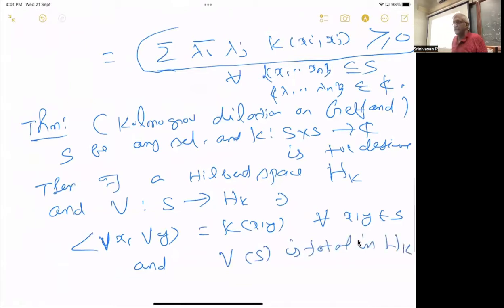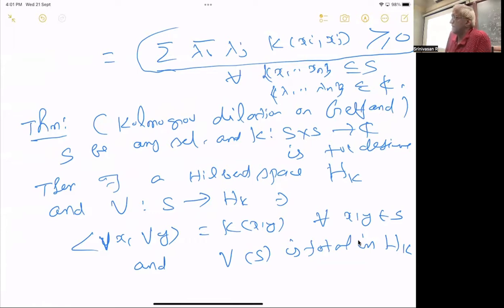So if you have a positive definite function defined on S cross S, then you have a Hilbert space where you can embed this set S as a total subset. And this inner product will be exactly given by K(x, y). So that is the theorem. Whatever positive definite function you have, that is an inner product.